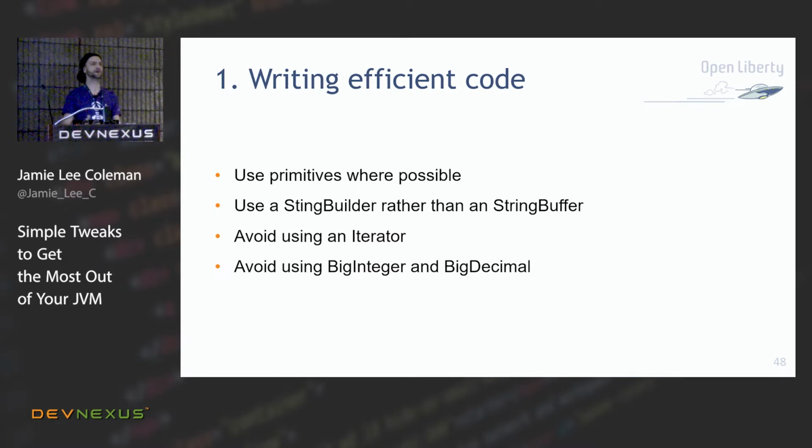And avoid using things like BigInteger and BigDecimal. I know a lot of us put that in just to be safe, but it uses a lot more resources. So if you can, try to avoid BigInteger and use, say, just integer and stuff like that. It can save your application a lot of runtime memory.